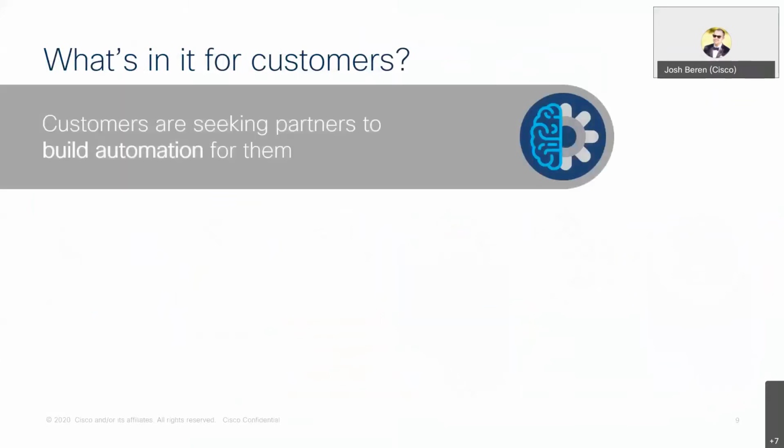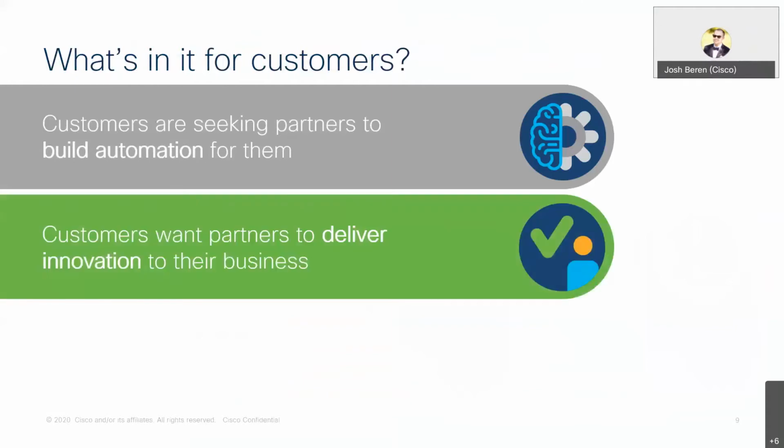So customers are seeking people to build these automations for them because they know what they want, they don't necessarily know how to do it themselves, and they need these innovative new solutions because a lot of times Cisco is a big company. We can't keep up with the demand for different solutions that people need. So instead, we make it so that you can build your own unique value add within our solution.